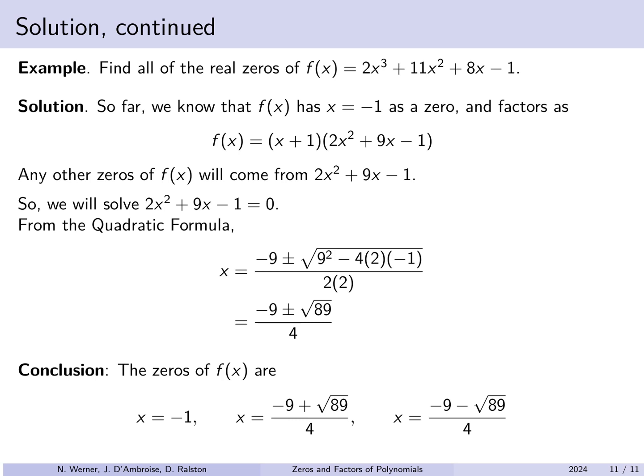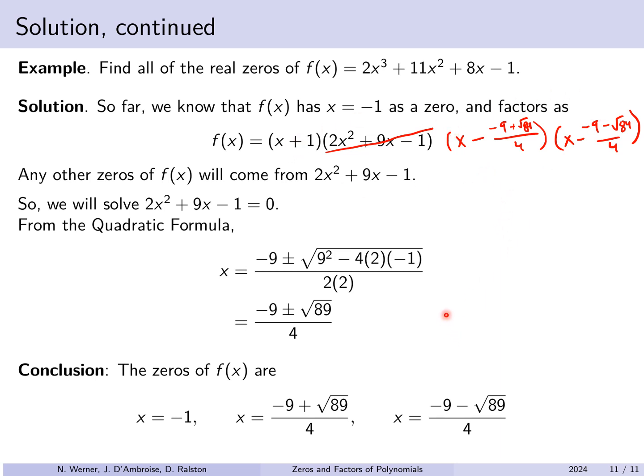Now something to point out is that x equals minus 1 gave us a factor of x plus 1. These also give us factors. If you desired, you could now factor this bit here as x minus negative 9 plus root 89 over 4 times x minus negative 9 minus root 89 over 4, corresponding to the fact that we found these as roots, these must be factors. So this would be the polynomial in its fully factored form.